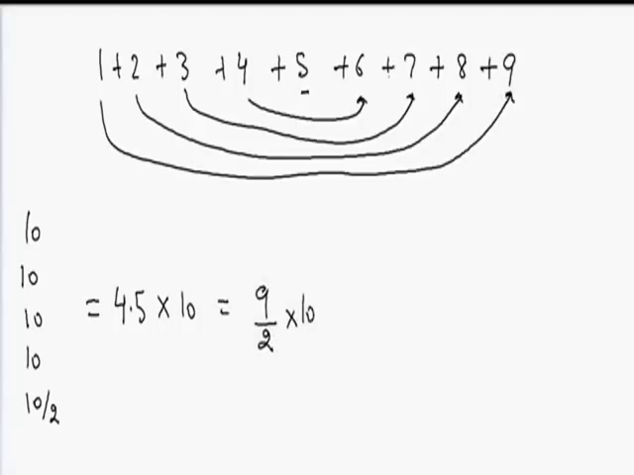So what's the 9 here? 9 here is the last digit. So we can write it: suppose I have to add 1 plus 2 until x, we can write this as x into x plus 1, divided by 2. So we can use this formula for any kind of sequences.